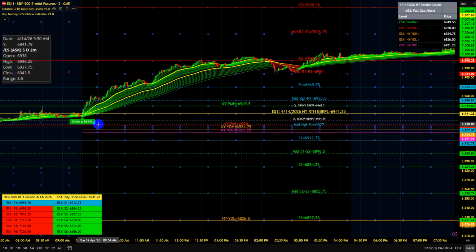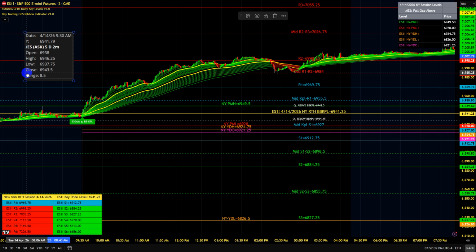All right, so we have our confluence here with the ribbon. So we have our entry here. The ask price on the close of this 9:30 a.m. candle, we're on a 2-minute chart, 69.4350. So with this indicator, there are a couple of different types of trades that you can do.